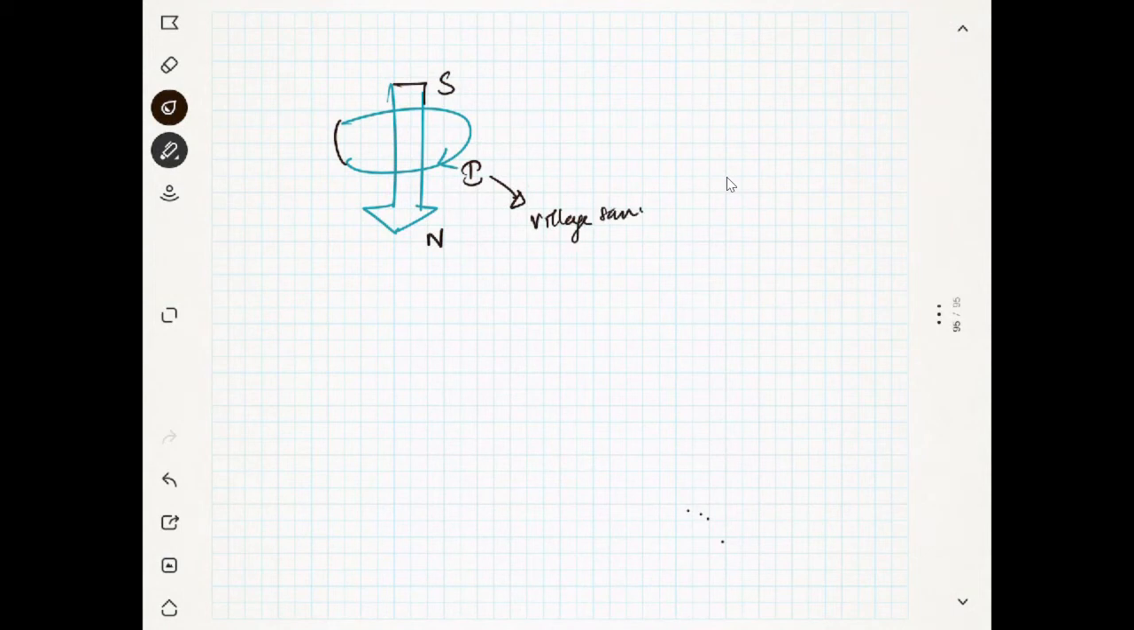I will ask you one question. If this current is a function of time, or I can say if this current is AC, then what will happen to this magnetic field? This magnetic field also will be changing. Am I correct? Yes. If the current is changing, then the magnetic field is changing.